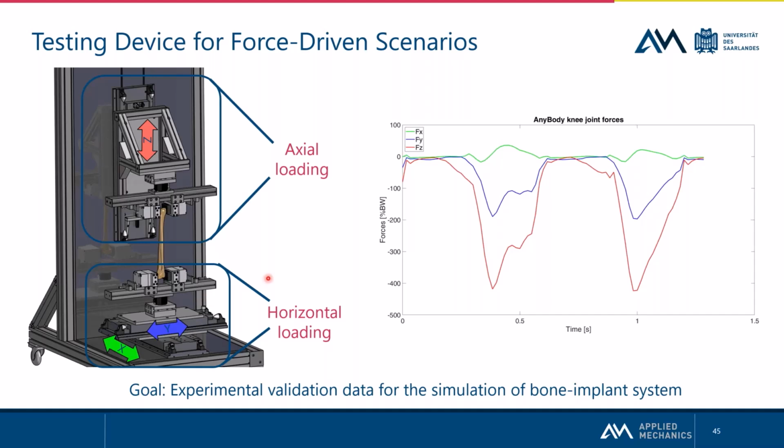The goal, why we're doing this, is the experimental validation of our simulations of the bone implant systems. So we have here a realistic simulation of different loading scenarios from our antibody knee joint forces. With this testing device, we can apply 5 kilonewton in the Z direction, and we can apply 2 kilonewton in X and Y direction.